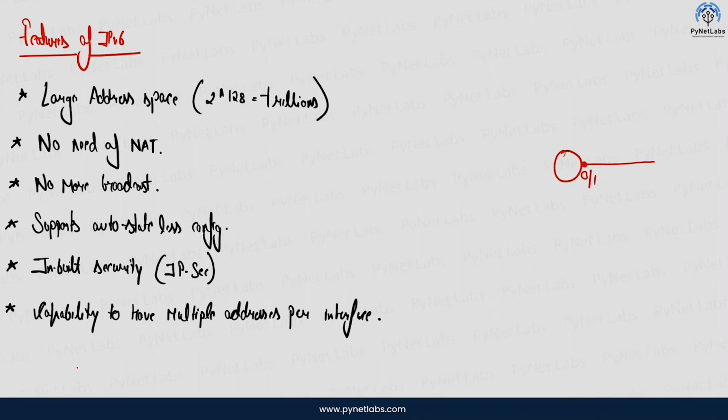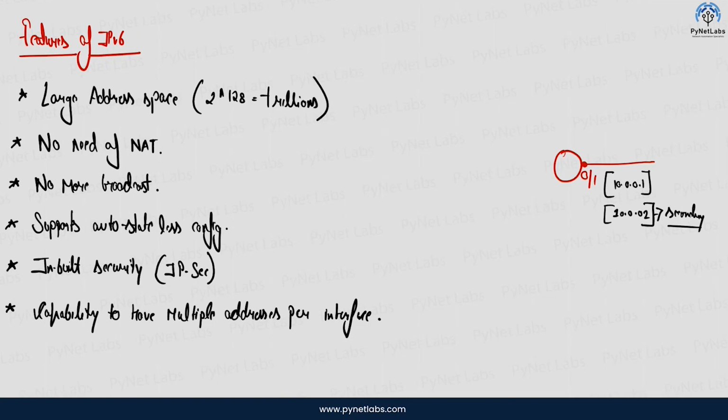0/1, and on this 0/1 you can define one IP. Let's say you have defined 10.0.0.1. Also you can define 10.0.0.2, and you can mark this IP as a secondary IP. So this scenario is possible in IPv4 as well. But why I'm mentioning this point, the capability to have multiple addresses per interface, is because in case of IPv6, on one single interface, you can assign a public IP as well as a private IP also.